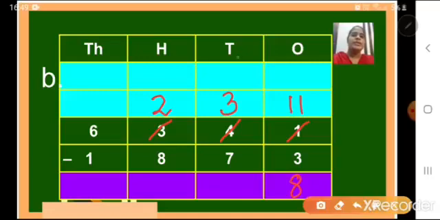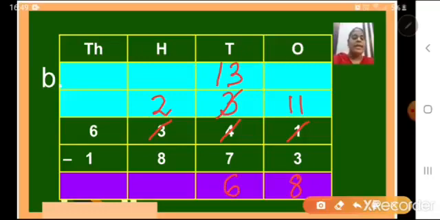100 is equal to 10 tens. I will get here 10 tens plus 3 tens, which is 13. I will write here number 13. Now is it possible to subtract? Yes. 13 minus 7. Count everyone after 7: 8, 9, 10, 11, 12, 13. So it is 6.